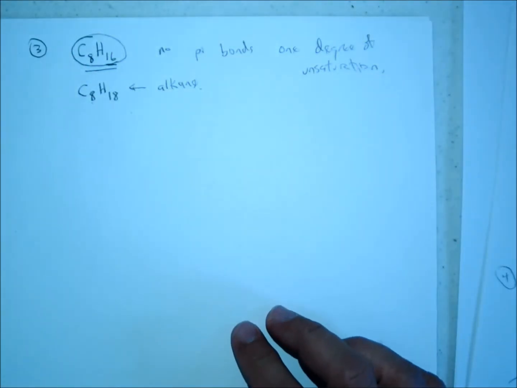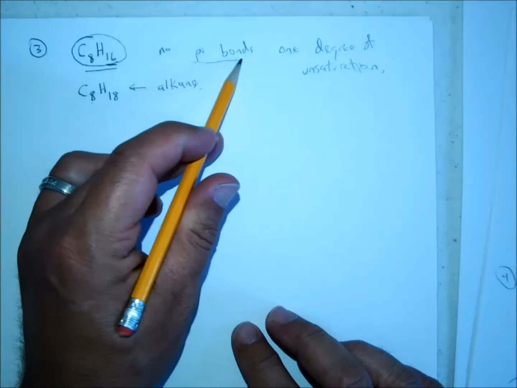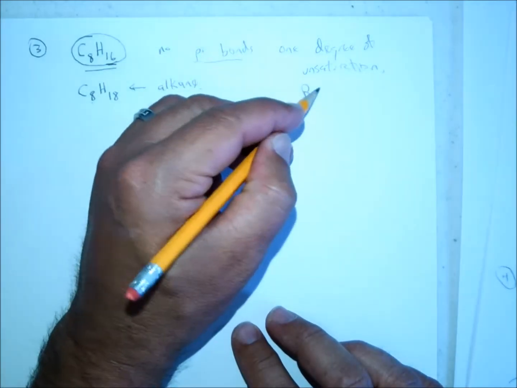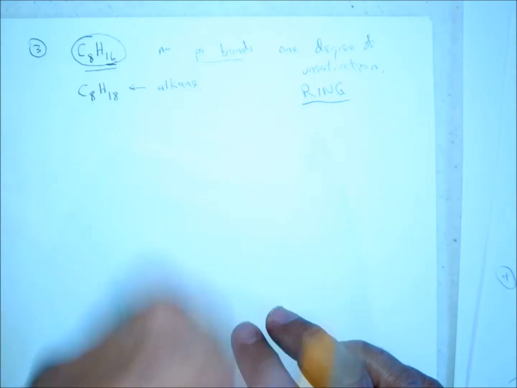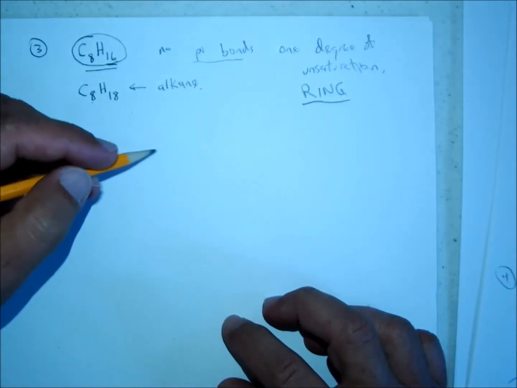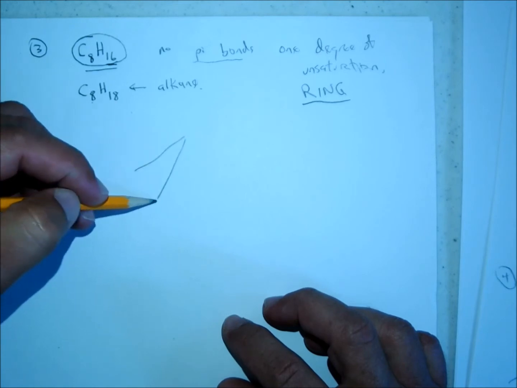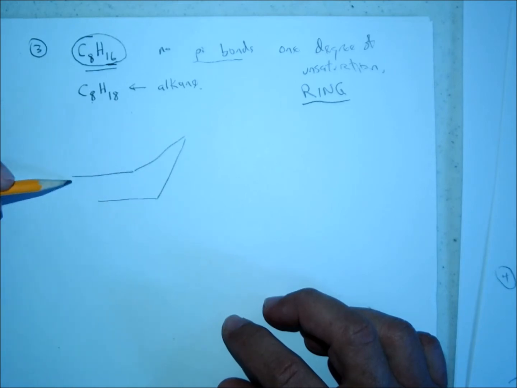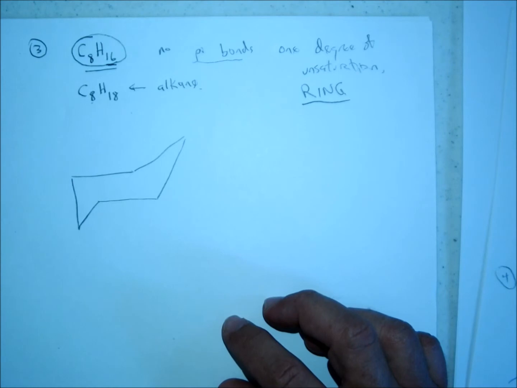So that would mean if there's no pi bonds, no double bonds, it would have to be a ring. So it's either going to be a ring or double bond, and we were told no pi bonds. So if you had a 6-membered ring, that's something that we're used to quite a bit. Good old chair conformation of a cyclohexane.